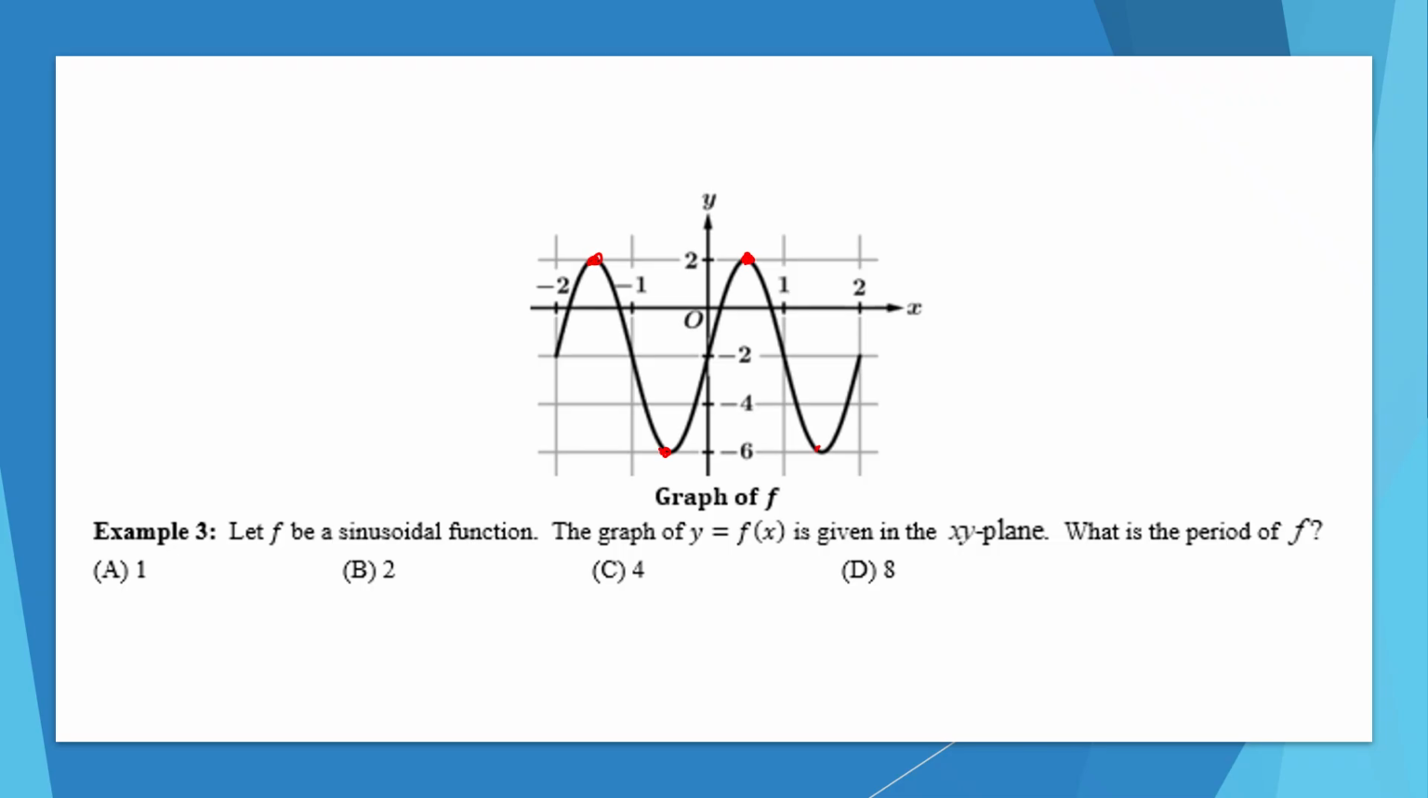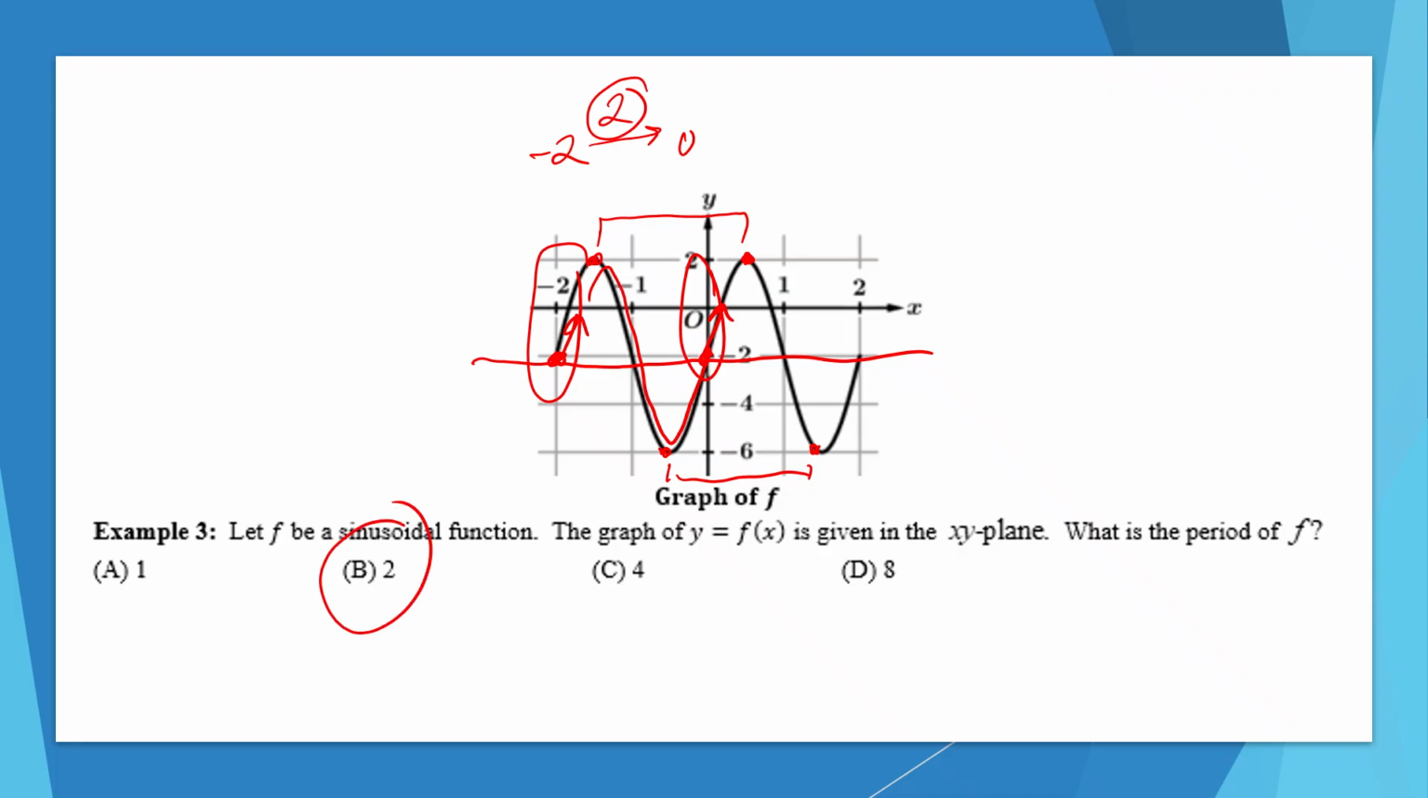You could also look at the distance between minimums. Because of the way this is graphed, this is going to fall in between 0 and 1, so this is going to be 1/2. However, if we didn't even know that, let's say we can't make that assumption, we can also look at midline values, right? So here, you start at the midline and go up, down, and then back up. And then you do the same thing again here. So you start at -2, and then you end at 0. So this distance is 2. That is our period. So B is the correct answer for example number 3.